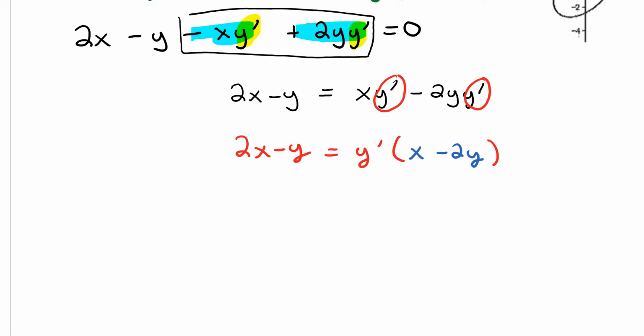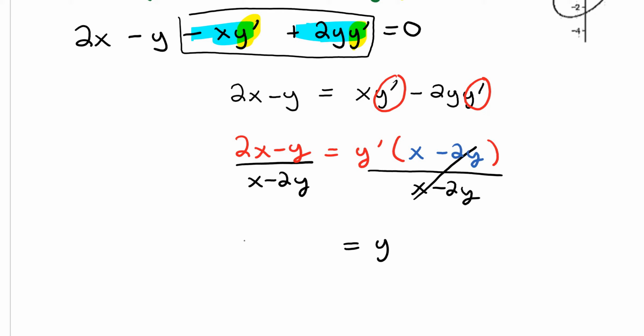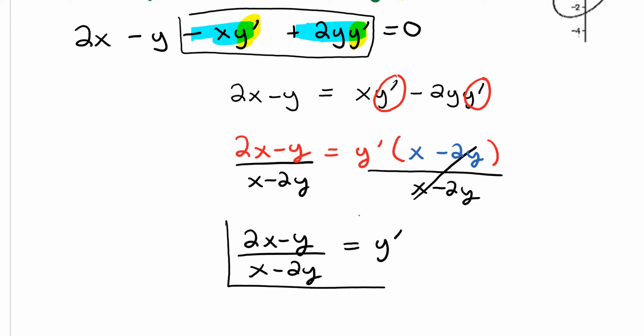And then I can divide both sides by x minus 2y. Those would cancel, and I would get y prime equals 2x minus y over x minus 2y, and this would be my final result after simplifying and getting all the terms on one side.